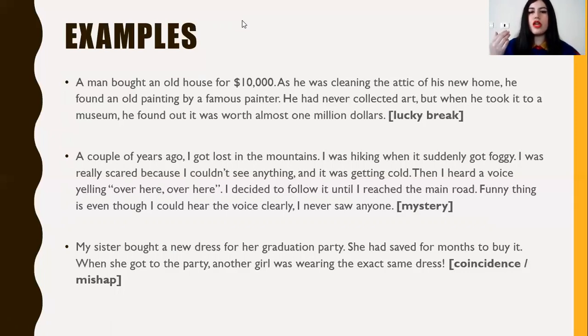But we can also have two of them happening at the same time. So for example, my sister bought a new dress for her graduation party. She had saved for months to buy it. When she got to the party, another girl was wearing the exact same dress. That's a coincidence, but also a mishap, because she had saved a lot of time to pay for it. So that's why it's something unlucky or something sad for the person talking about it.